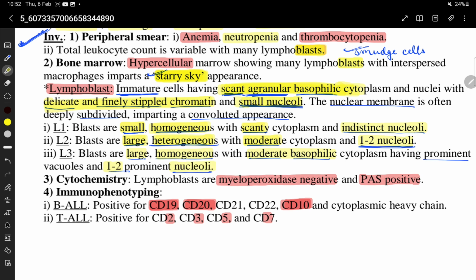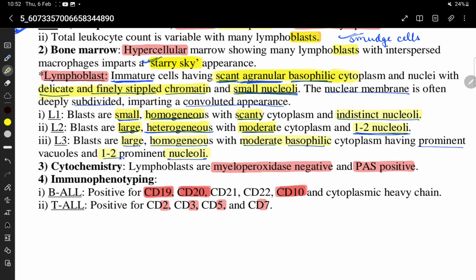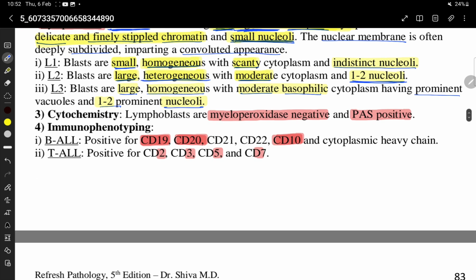L1 blasts are small and homogeneous with scanty cytoplasm and indistinct nucleoli. L2 blasts are large and heterogeneous with moderate cytoplasm and 1-2 nucleoli. L3 blasts are large and homogeneous with moderate basophilic cytoplasm, having prominent vacuoles and 1-2 prominent nucleoli.